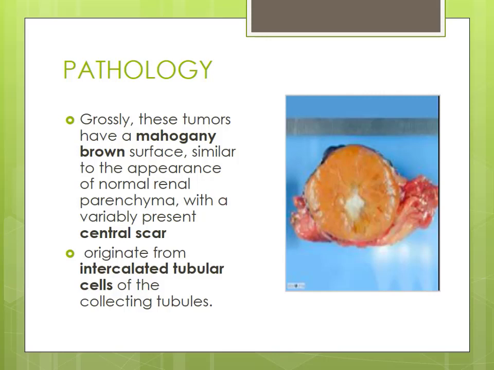On gross examination of oncocytoma, they have a mahogany brown surface, similar to the appearance of normal parenchyma, with a central scar. This central scar is characteristic of oncocytoma. They originate from the intercalated tubular cell of the collecting tubules.